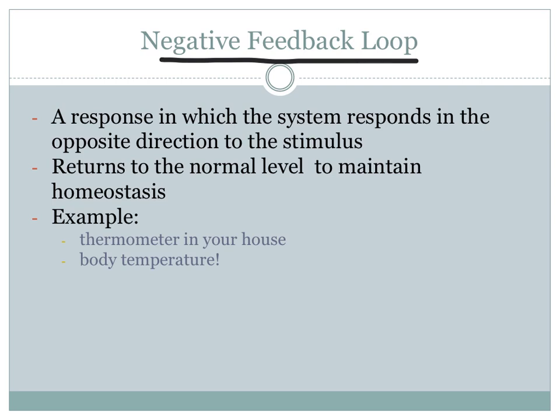A negative feedback loop is a response in which the system, and you can think of the system as being the body, responds in the opposite direction of a stimulus. What this does is it returns to the normal level to maintain homeostasis. So I'm going to give you a non-body example first, and then we'll talk about a body example. So let's first talk about the thermometer in your house.